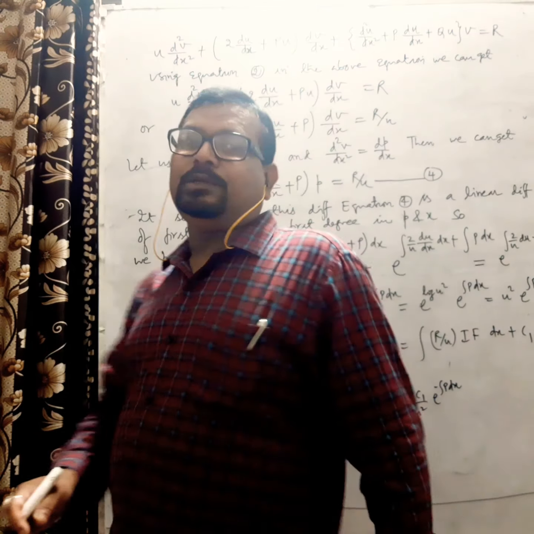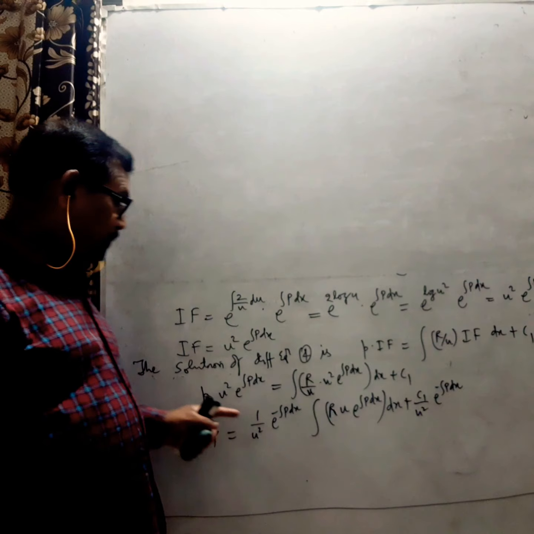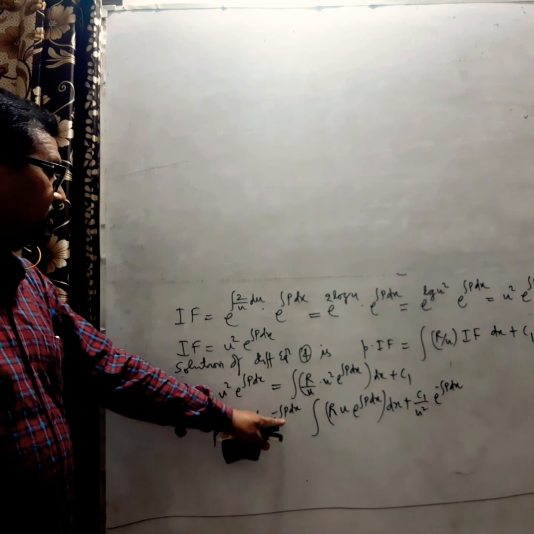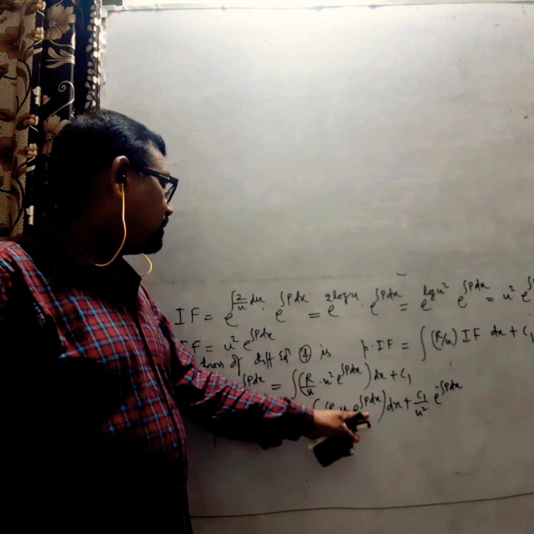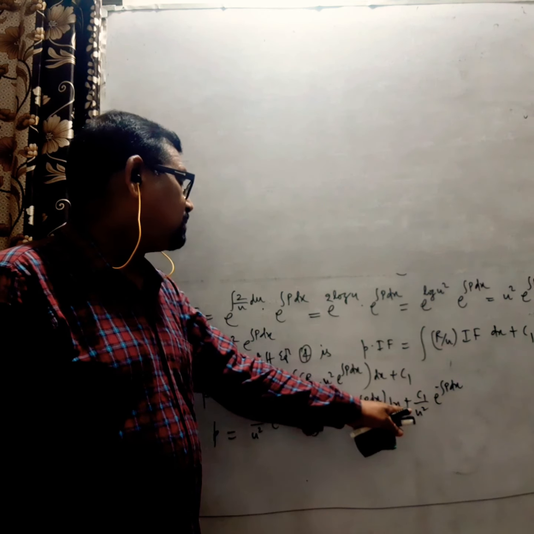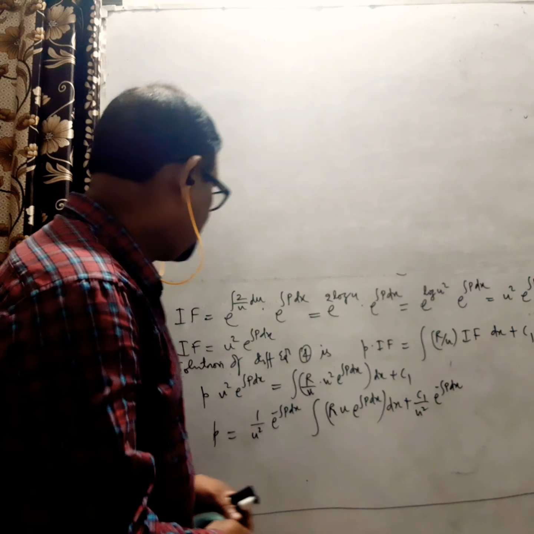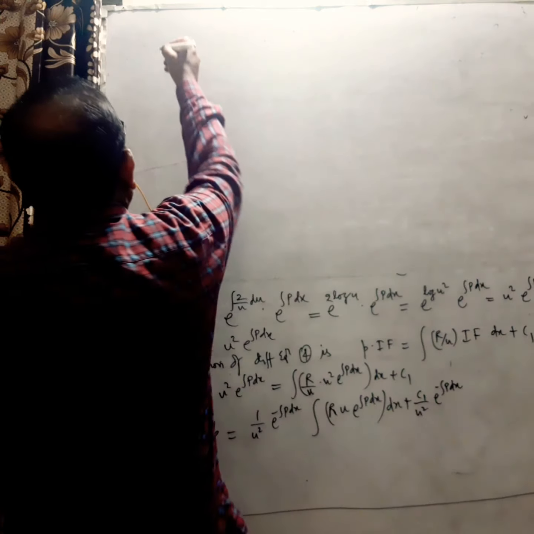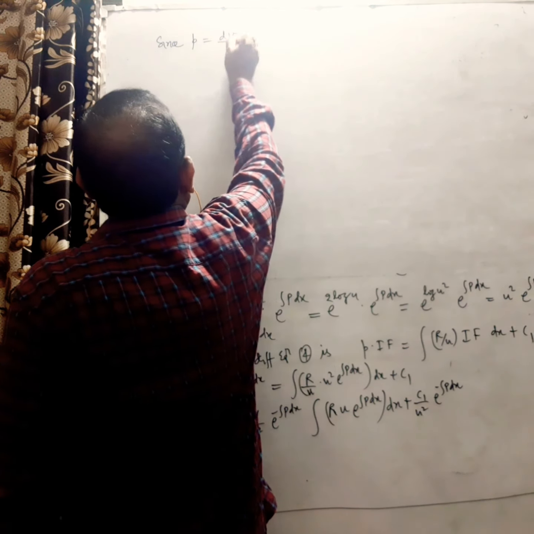You know what is p? P is equal to 1 upon u square e to the power minus integral p dx, and r into u e to the power integral p dx entire dx with plus c1 upon u square e to the power minus integral p dx. I have taken p, you know, this p is dv upon dx.